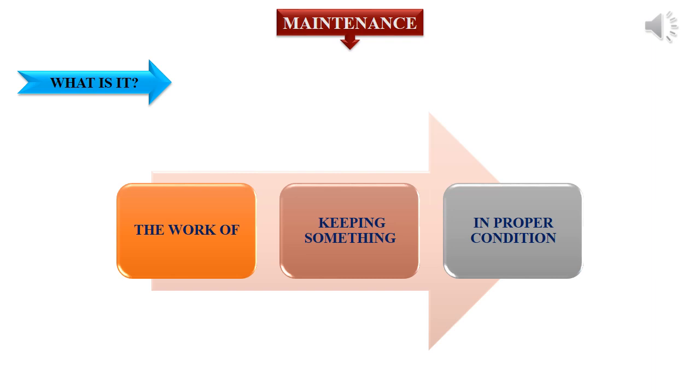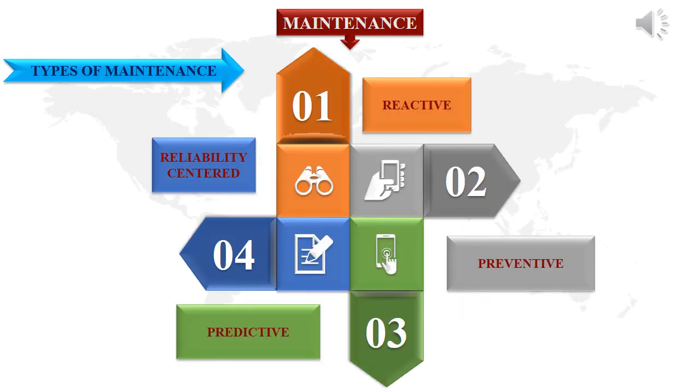Next we are moving on to the third part of today's discussion, that is maintenance of equipment. What is maintenance? The work of keeping something in proper condition. Coming to types of maintenance, there are 4 types of maintenance of an equipment: reactive maintenance, preventive maintenance, predictive and reliability centered maintenance. Reactive, preventive, predictive, reliability centered.